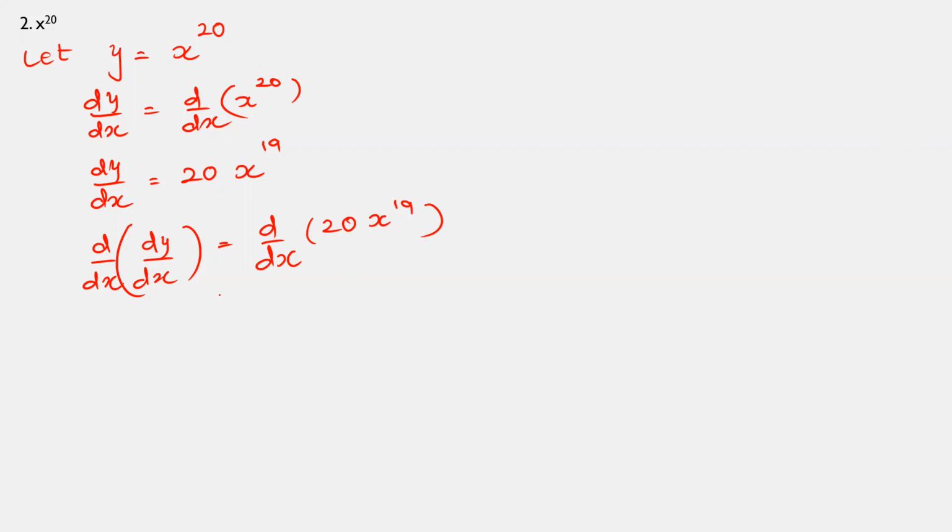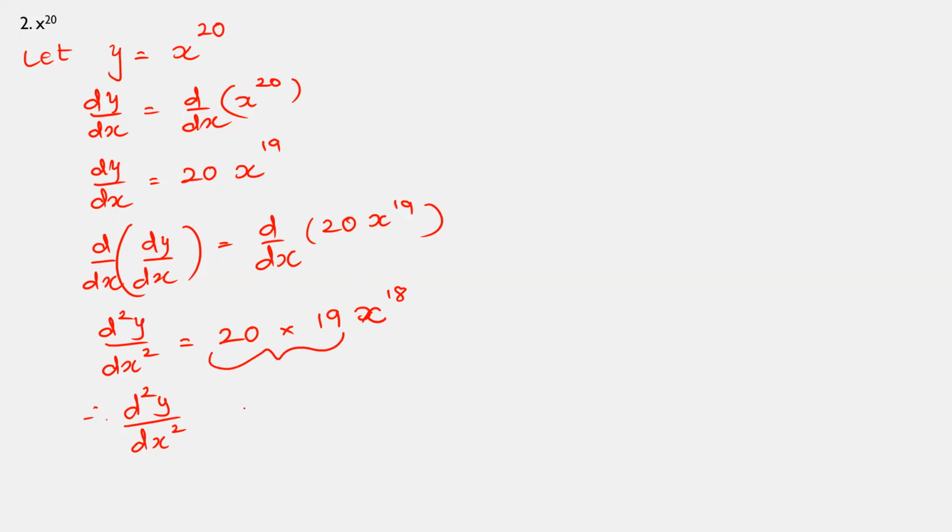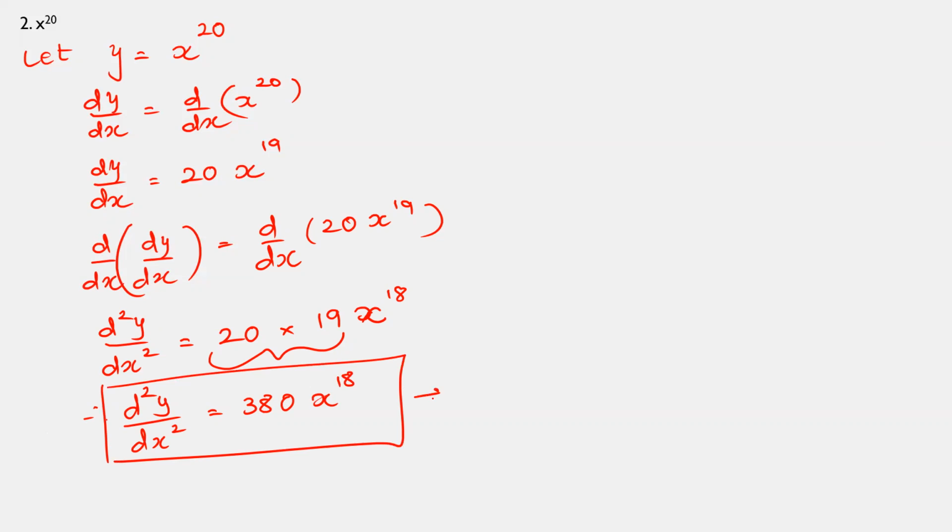Here we can see that 20 can be taken out. So 20 as it is, into x to the power 19. Again, same funda: n into x to the power n minus 1, 19 minus 1, 18. 20 into 19, we have to do the simplification as well. 19 twos are 38, 380, x to the power 18. This is your answer.